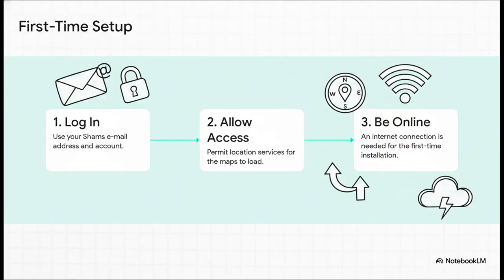Okay, so the very first time you launch the app, there are 3 critical things you need to do. First, log in using your official Shams email account. Second, the app will ask for permission to access your location. You need to allow this, otherwise the map functions won't work. And third, please make sure you have an internet connection for this initial setup.